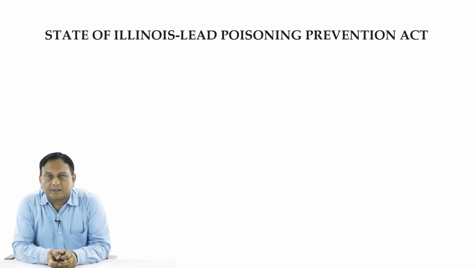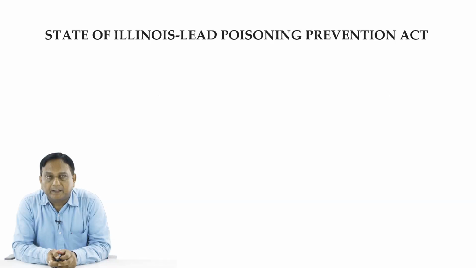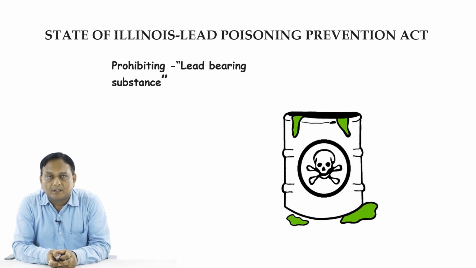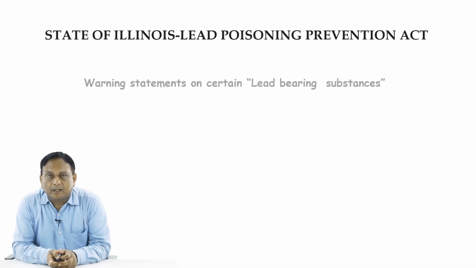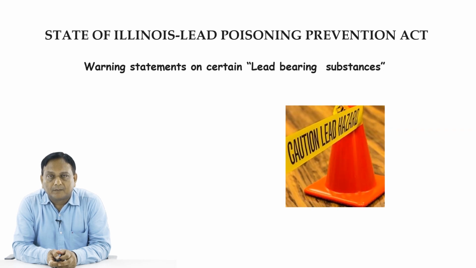Now, the State of Illinois Lead Poisoning Prevention Act talks about the reduction and prevention of lead poisoning in children's products. This is very harmful, as lead causes a lot of environmental and health issues. So prohibiting lead-bearing substances is very important under this Act. The Act also requires certain statements on the product, that lead-bearing substances should be labeled on the product. That is a caution.